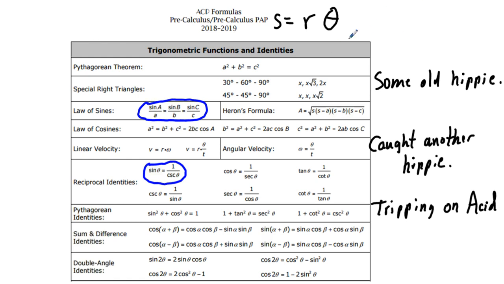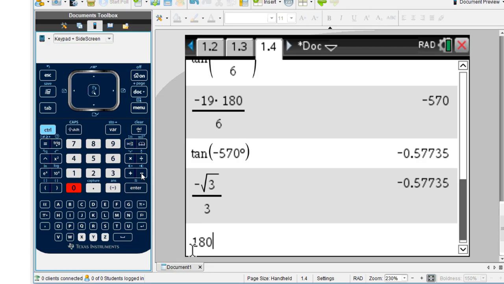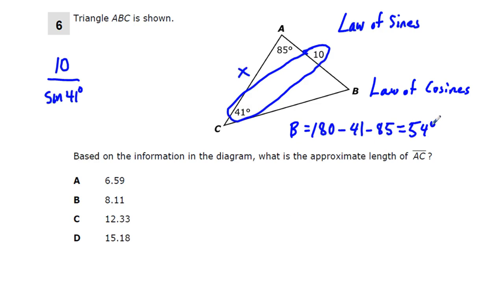Sine A over A equals sine B over B equals sine C over C. So we're going to use this ratio here. We're going to say 10 over the sine of 41 degrees. And we want to find this x over here, but we don't have this angle B. What do we do to find angle B? Well, B is going to be equal to 180 minus 41 minus 85. We could probably do this in our head, but we're going to use our TI-Nspire CX calculator. So 180 minus 41 minus 85. So we get 54 degrees.